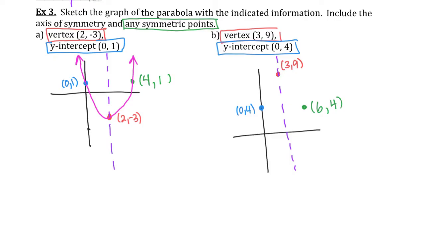Okay, and then I'm going to go ahead and sketch my parabola in. This parabola happens to be pointing down, but I'm still going to make it U-shaped, and I'm still going to put arrows at the ends.